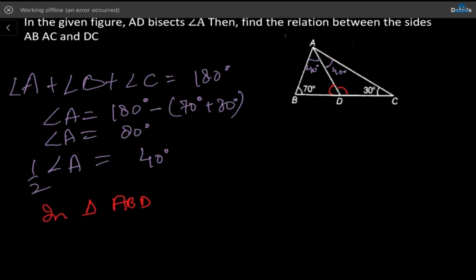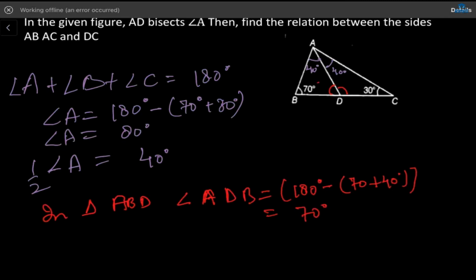In triangle ABD, angle ADB. Sorry, ADB. Angle ADB is equal to what? 180 degrees minus 70 plus 40. So it will be 70 degrees. Since it is 70 degrees, you can say, Shazan, that both the angles, angle B and this part of angle D, are 70 degrees. So AB will be equal to AD. Understood?